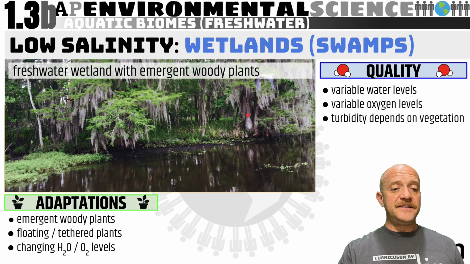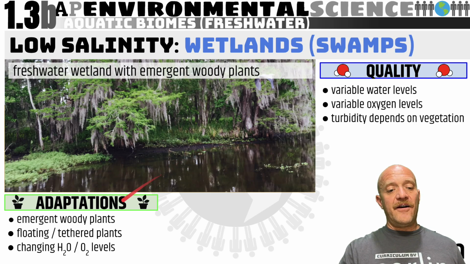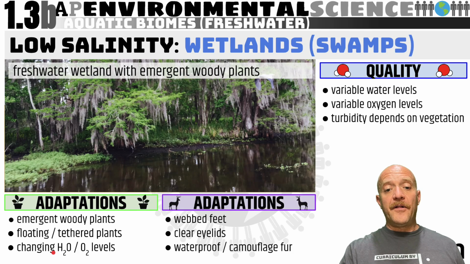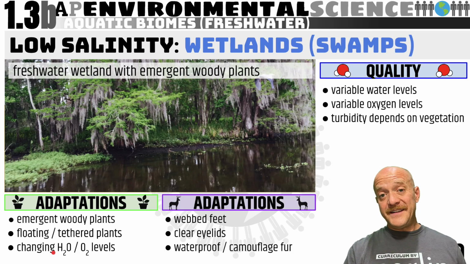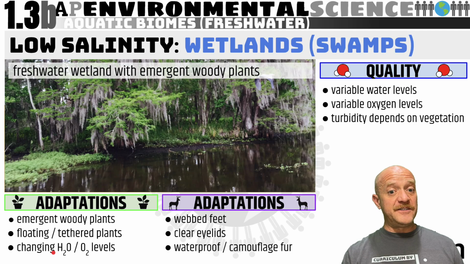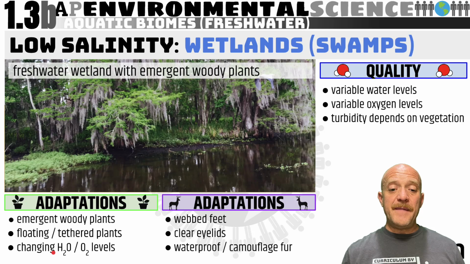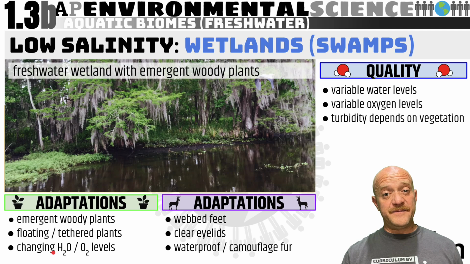Some plant adaptations: you will have emergent woody plants, but you will also have some floating tethered plants. And because all these conditions are constantly changing, the plants are adapted to changing water and oxygen levels. Now, animal adaptations: animals will have webbed feet, like ducks. Alligators are found in swamps as well. A lot of them will have clear eyelids, so they can see when they are underwater. And organisms, especially mammals and birds, will be waterproof, and they will have camouflage fur or feathers.